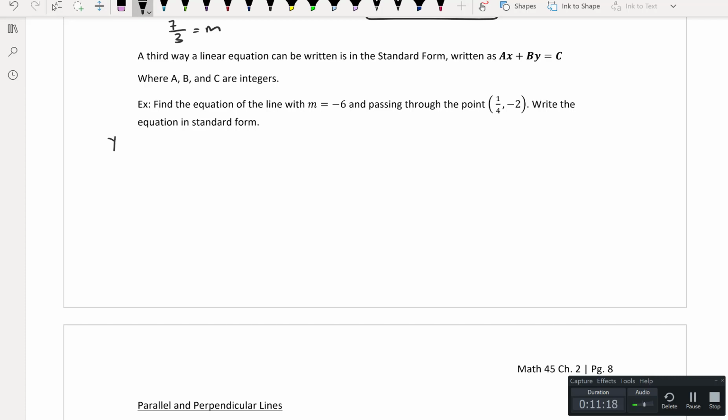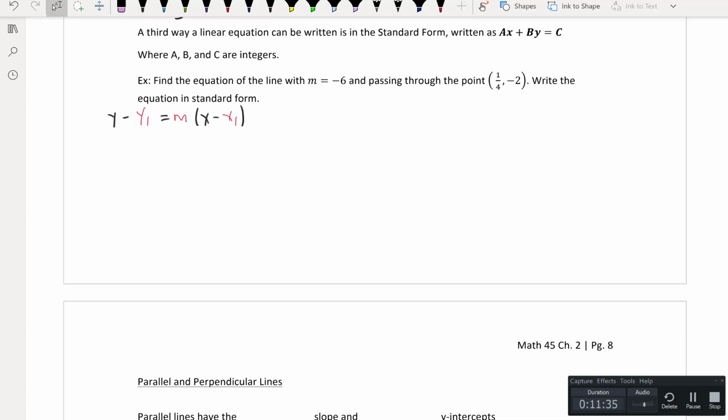So I have my y minus my y1 is equal to my m, and x minus my x1. And I just have it as a habit to write in the values I'm going to plug in red, so I know that's what I'm plugging in. And everything in black stays as is. So I have y minus, and my y1 value, well, here's my x1, here's my y1. So my y1 value is a -2. And I have my slope value as a -6. And my x1 value is a 1/4.